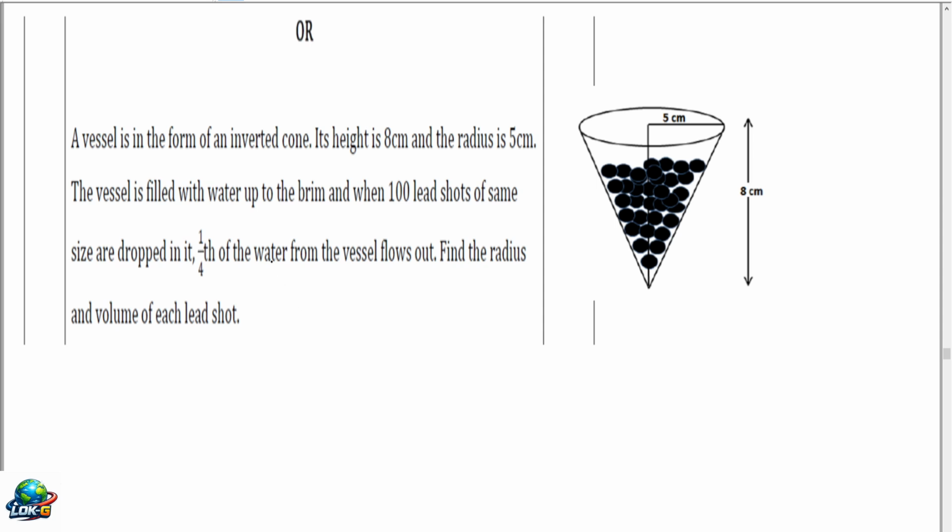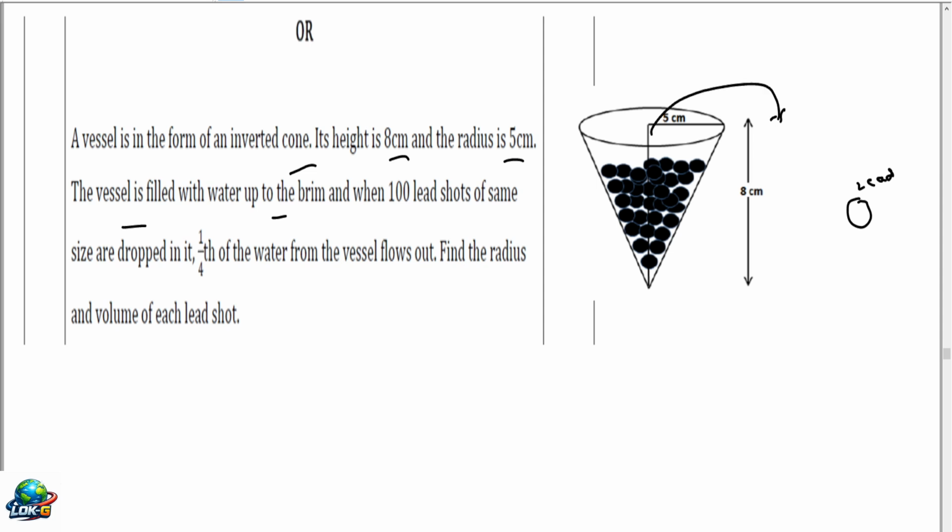A vessel is in the form of an inverted cone. Yes, you can see the inverted cone, of height 8 centimeter and radius 5 centimeter. The vessel is filled with water up to the brim. And when 100 spherical lead shots of the same size are dropped in it, 1/4 of the water from the vessel flows out.